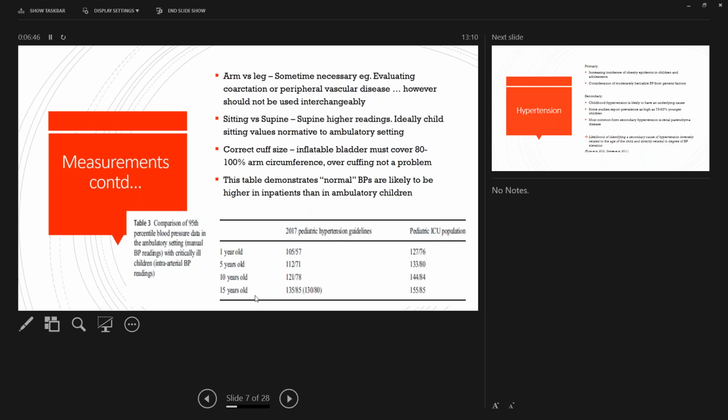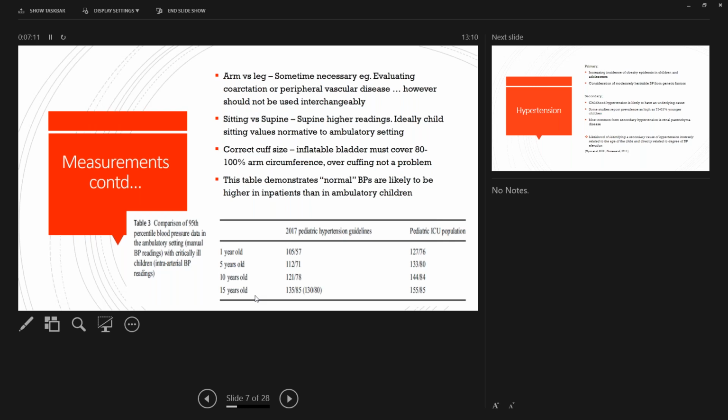So just a little bit more about measurements and the accuracy. We get a lot of referrals when they come to us. We always specifically ask, where's the measurement been taken? So arm versus leg is the common one. Sometimes it is necessary. Sometimes you may have children in practice that have numerous lines in their arms.